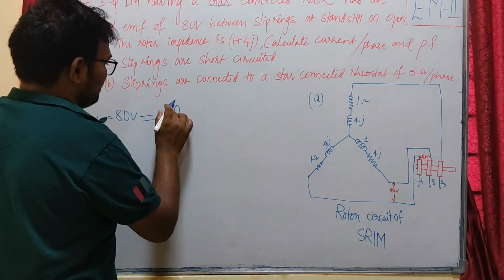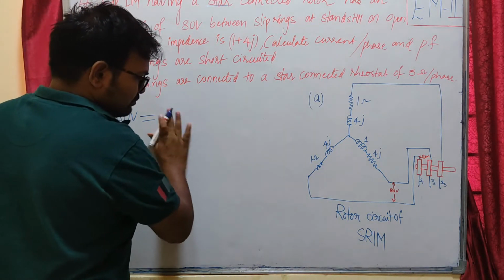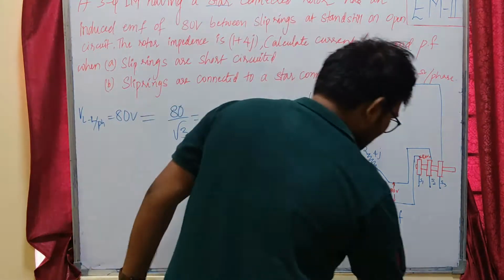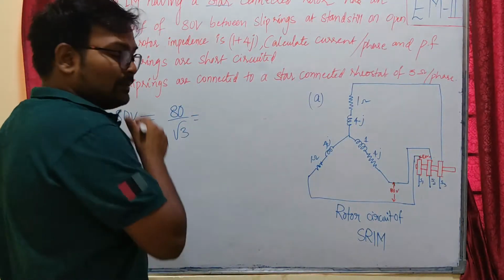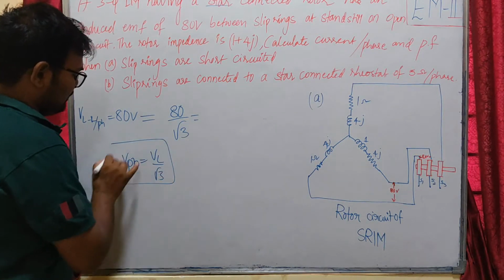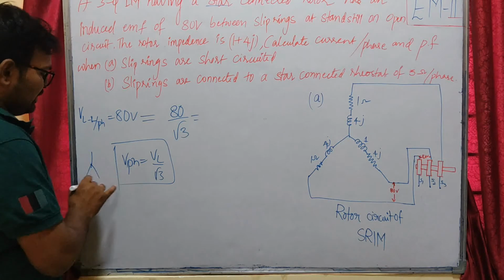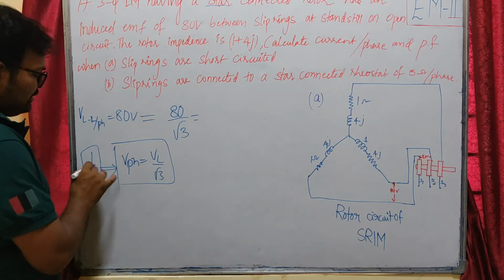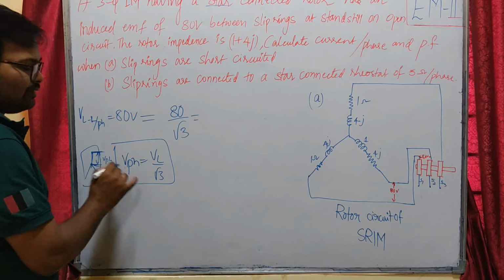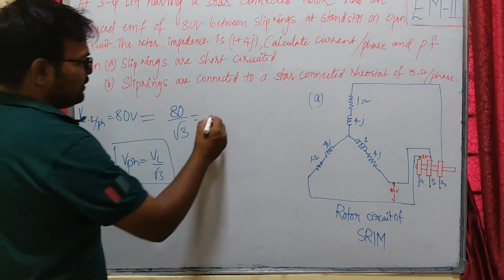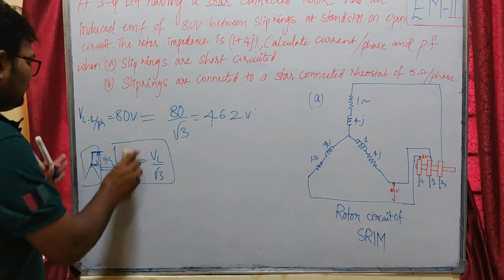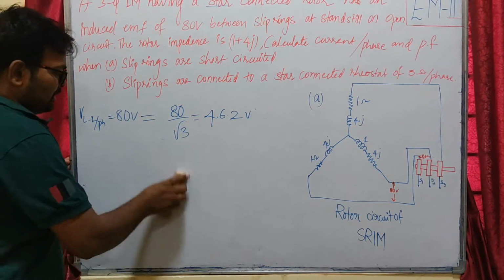So how can we convert it? Because we have the line voltage, we can convert it into phase voltage by V phase equal to VL by root 3. Because the rotor is star connected, the phase voltage between a single line and the neutral point is V phase. V phase equals line voltage by root 3, which equals 46.2 volts here. So I converted the line voltage between the slip rings to phase voltage.